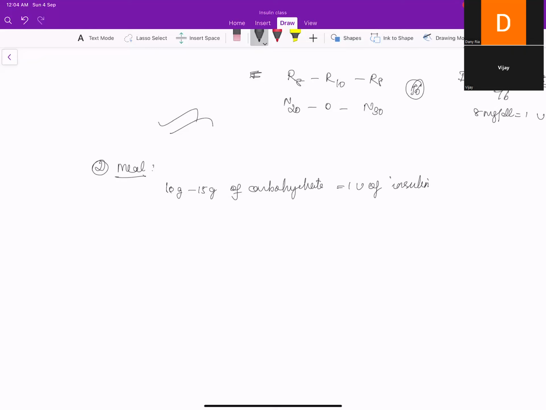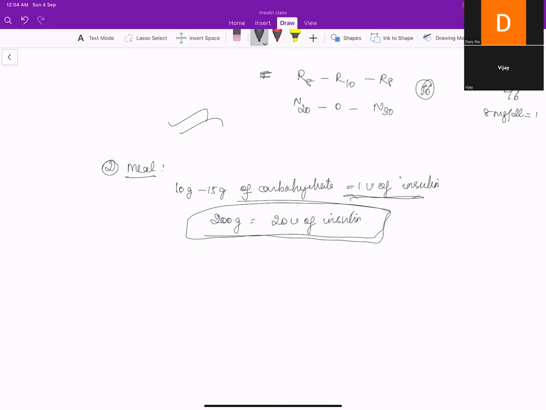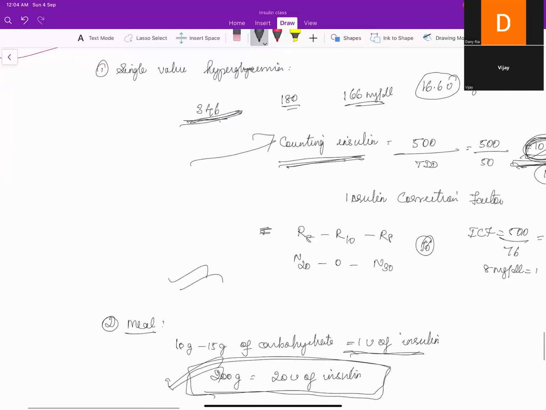If it is possible to calculate how many grams of carbohydrate they have consumed, we can give excess insulin for it. Suppose they consumed 200 grams of carbohydrates, they have to give 20 units of insulin extra. This should be done if you are able to calculate the amount of carbohydrate in the meal. But that is practically not possible most of the time. So it is better to go for this single value hyperglycemia counting insulin.